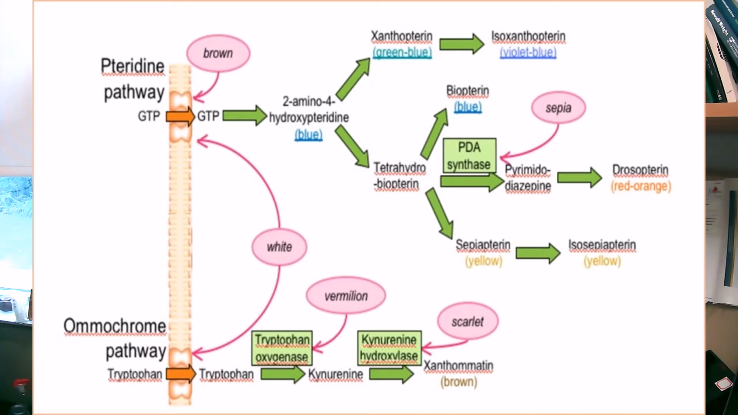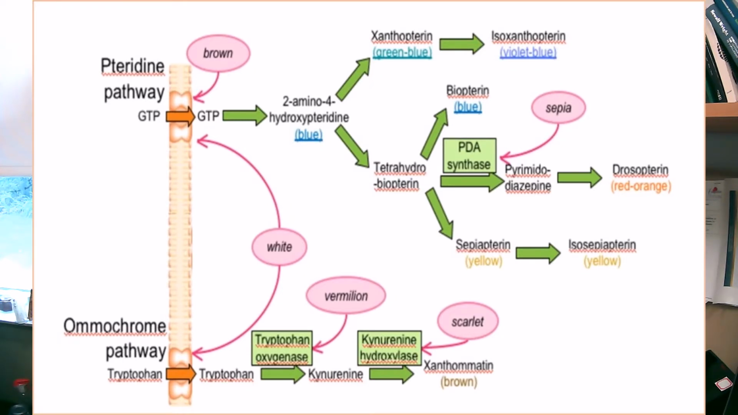The ommochrome pathway is based on tryptophan metabolism, the amino acid tryptophan, of course, and creates all of the brown pigment. So what this tells you is that the wild type condition of Drosophila has both brown and red pigments, from the ommochrome and pteridine pathways respectively, creating the normal brick red color that we see in Drosophila.